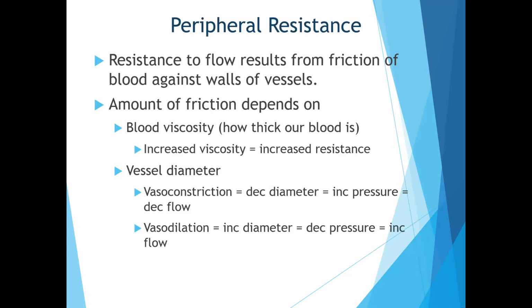Okay, so that's what we were just talking about here, this peripheral resistance concept. Resistance to the flow is going to result from the friction of blood against the walls of the vessels. And the amount of friction is going to depend on a few different factors. So we have blood viscosity, or how thick our blood actually is. It makes sense that if our blood is thicker, we're going to have increased resistance. Vice versa, if we have thinner blood, we're going to have decreased resistance.